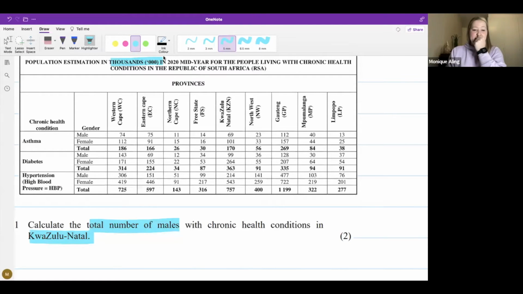Okay, now keep in mind, they're not just talking about asthma. They said with chronic health conditions. So they're talking about all three. How many males have asthma, diabetes, hypertension, not just the asthma?